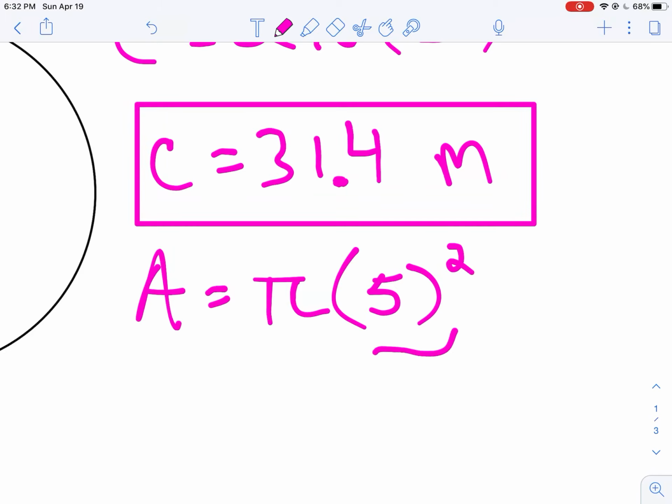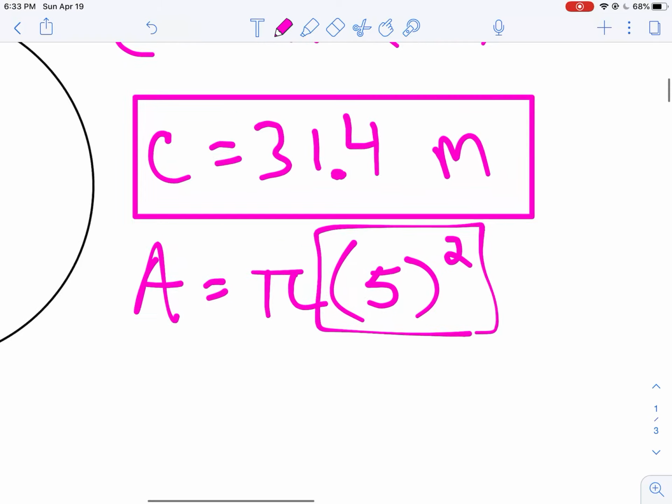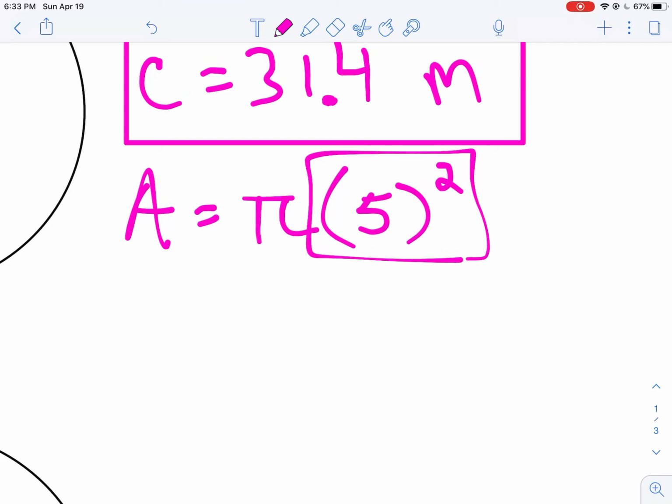Can I multiply 5 times pi before I square? Order of operations, ladies, gentlemen, right? I cannot multiply before exponents. PEMDAS, the E is for exponents, M, multiplication. So, don't make that mistake. If I'm squaring something, this is what I have to do first. So to solve here, I'm going to do 5 squared, which is 25, and then multiply 25 by pi.